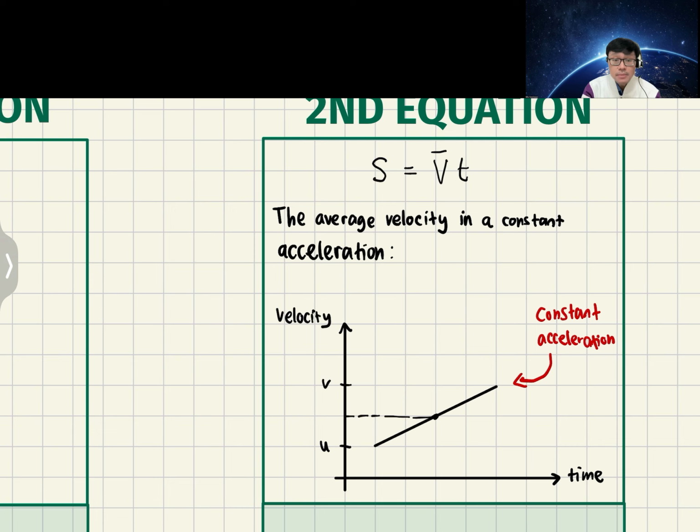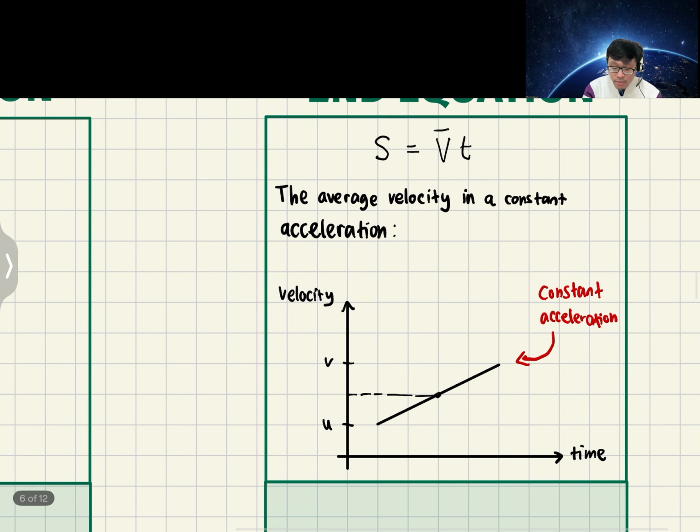Now, how do we find v bar? The average velocity or v bar in a constant acceleration, if you draw the velocity time graph, you will get a straight line because the acceleration or the rate of change is constant. So it will give you a linear graph. So initially let's say the initial velocity is u and then it increases until v. To find the average, because it is linear, is just the midpoint, which is this one. And how do we find the midpoint? Well, you just need to add and then divide by 2 using the midpoint formula. So average velocity will be equals to half times u plus v.